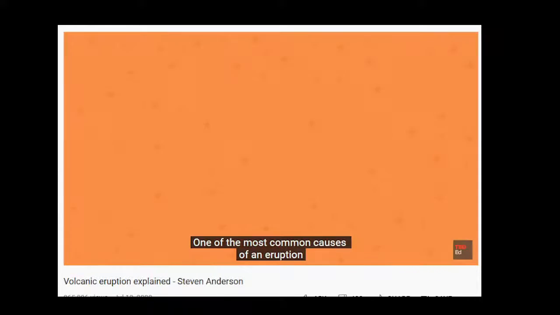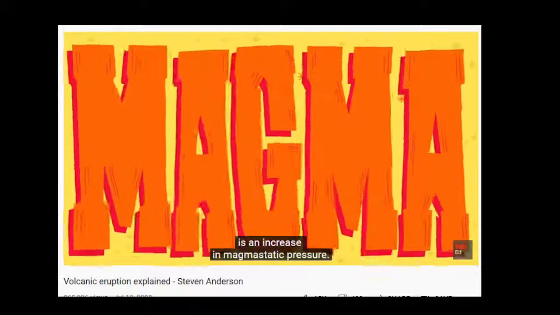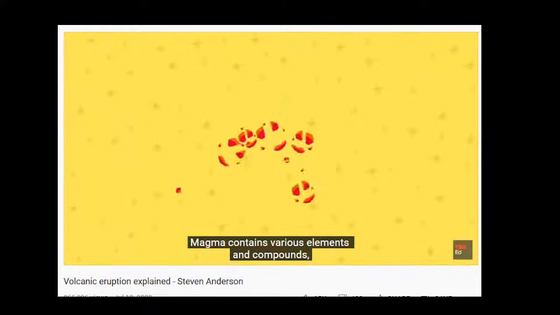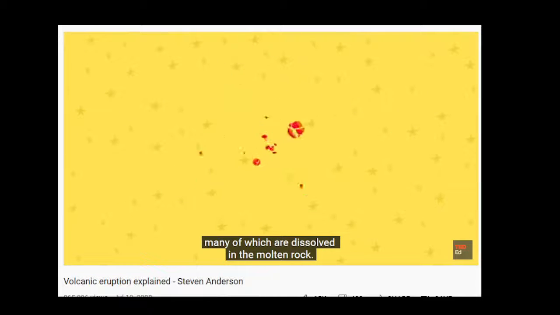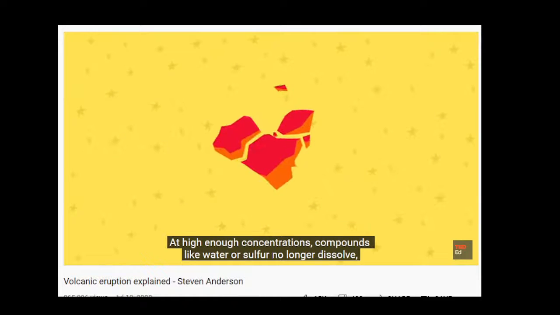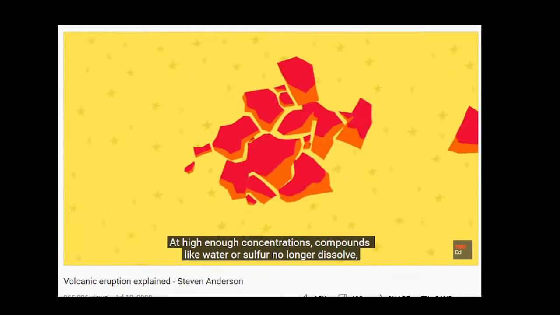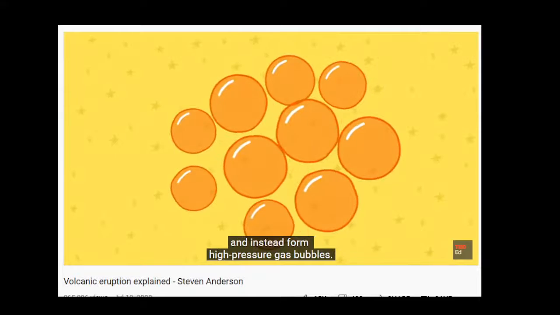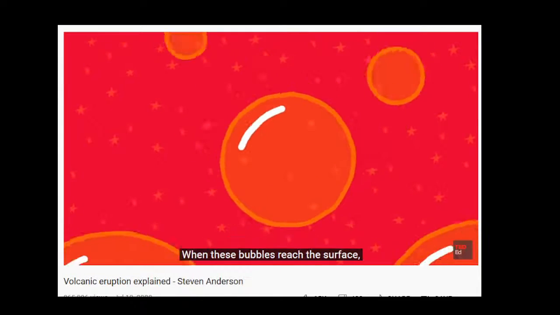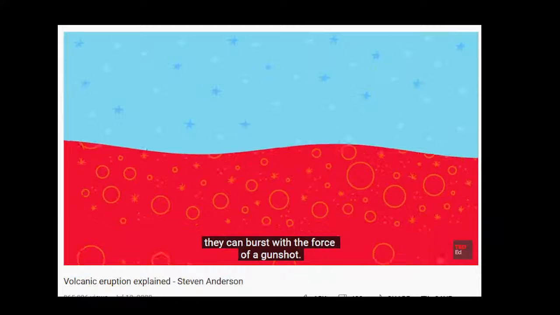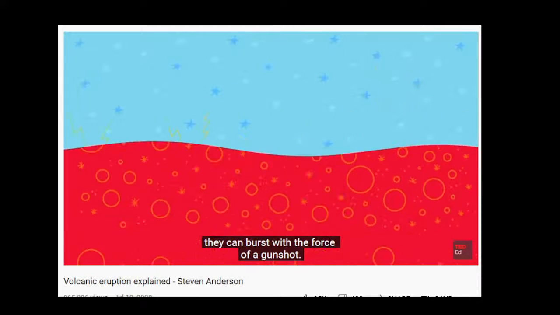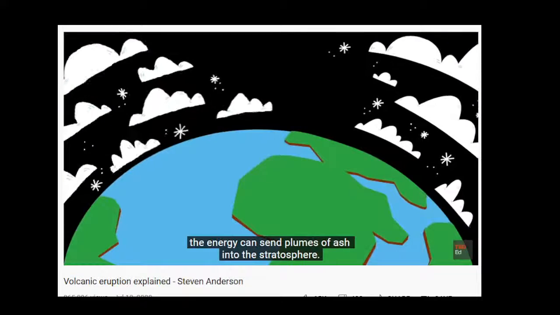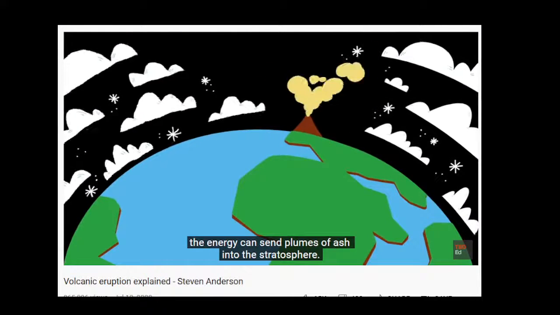One of the most common causes of an eruption is an increase in magmastatic pressure. Magma contains various elements and compounds, many of which are dissolved in the molten rock. At high enough concentrations, compounds like water or sulfur no longer dissolve, and instead form high-pressure gas bubbles. When these bubbles reach the surface, they can burst with the force of a gunshot. And when millions of bubbles explode simultaneously, the energy can send plumes of ash into the stratosphere.